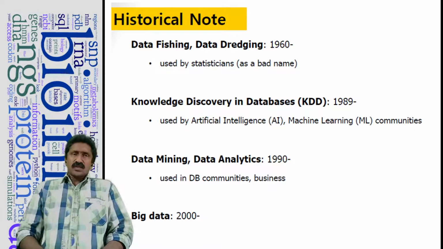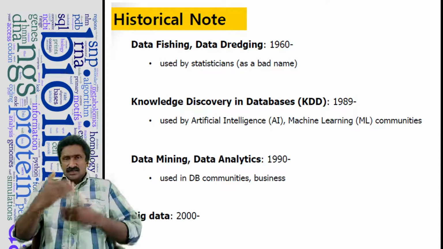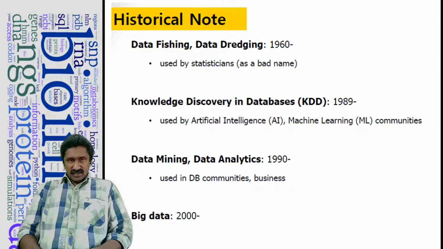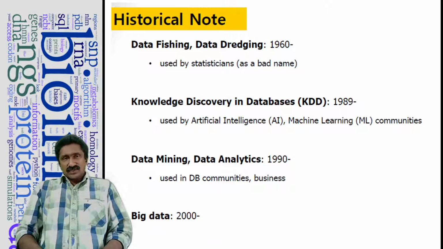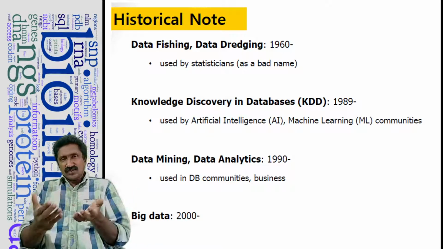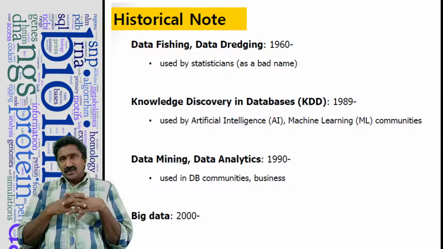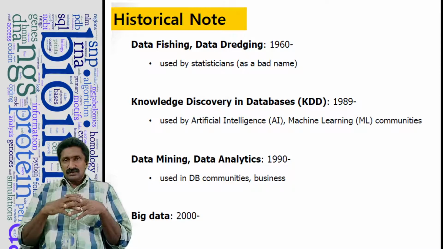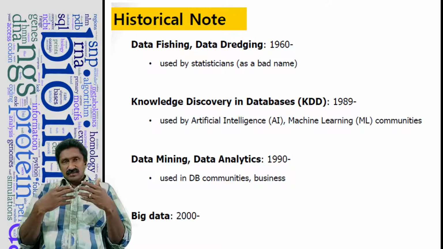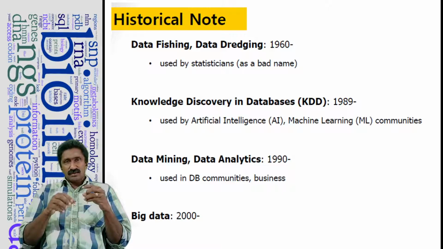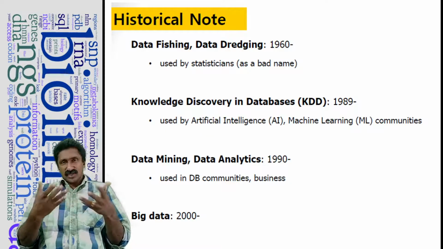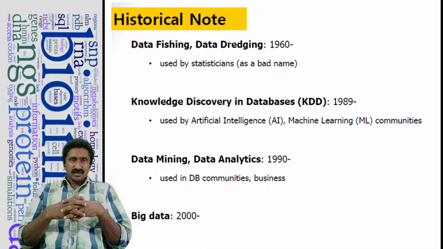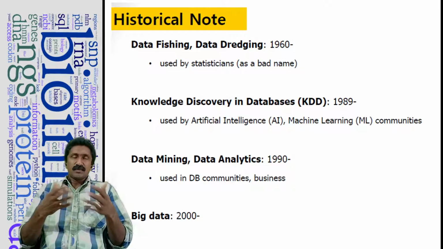Now, there are some historical notes on the development of the terms related to data mining. In the 1960s, there were terms like data fishing or data dredging. They were used by statisticians, and commonly used as a bad name because it was not appreciated at the time. Data fishing or data dredging involved statistical methods which may be used for some tricking, and it was not popularly appreciated.